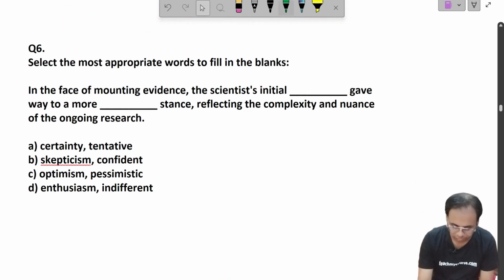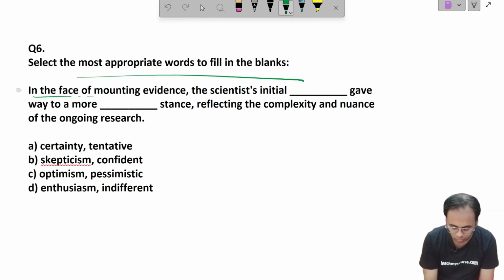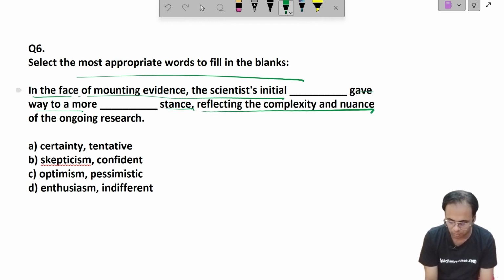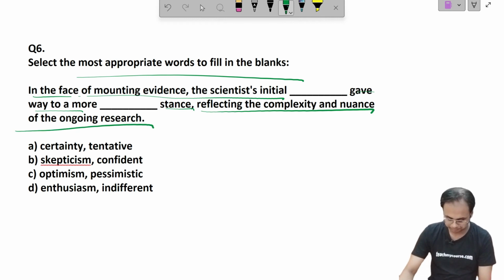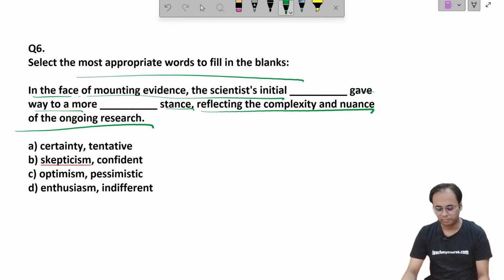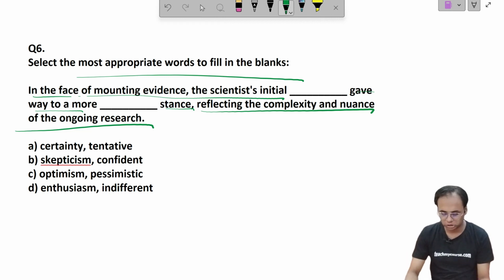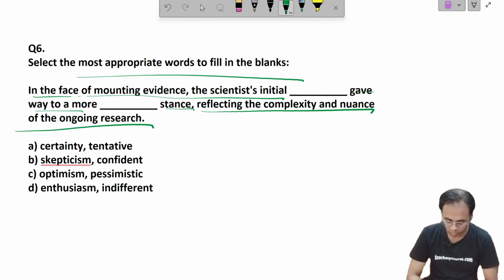The sixth question we have, select the most appropriate word to fill in the blanks. In the face of mounting evidence, the scientist's initial blank gave way to a more blank stance, reflecting the complexity and nuance of the ongoing research. So some sort of evidences were mounting and the scientist's initial, I don't know what initial. So let us see what happened.